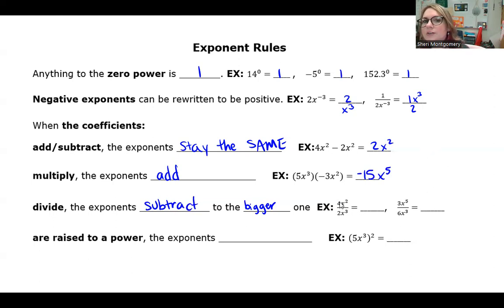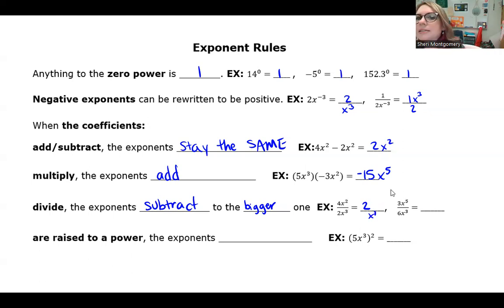So these coefficients, I have a 4 and I have a 2. They're written like division, so you're dividing. What is 4 divided by 2? 2, and so it would go on top. Now I'm looking at the exponents. I have a 2 and I have a 3. Which one is bigger? The 3. So the x is going to go on the bottom because the 3 is bigger. And if I have 3 and I take 2 away, how many do I have? 1. So I have x on the bottom. Do I have to write the first power? No, you can, but you don't have to.